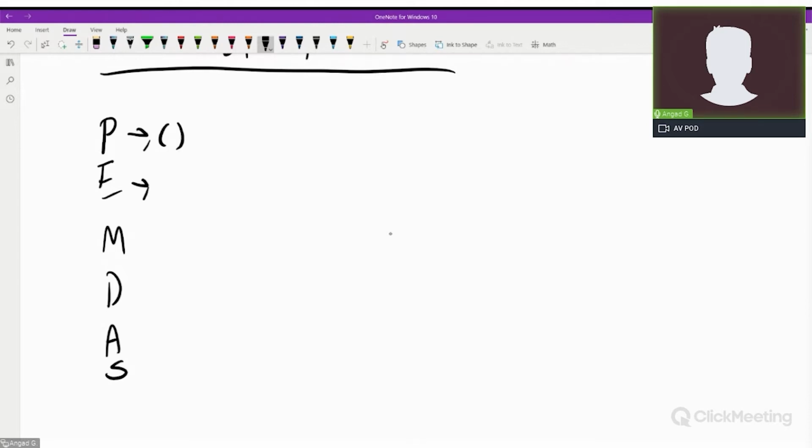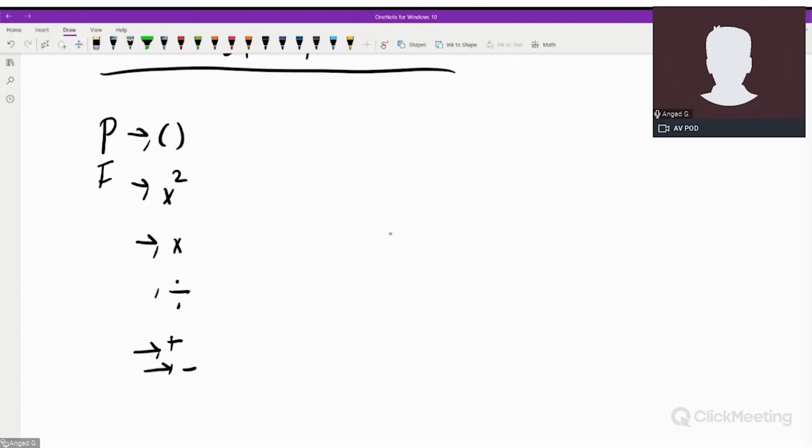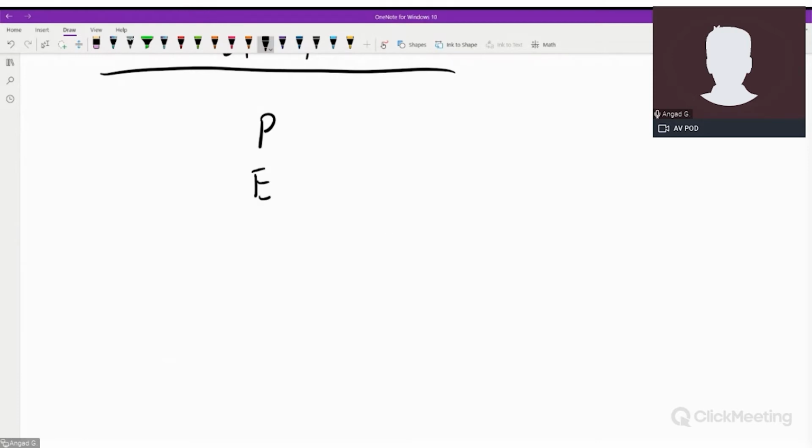E stands for exponent, so like x squared, let's say. M stands for multiplication. D stands for division. A stands for addition. S stands for subtraction. And I find a lot of people are messed up because of the way PEMDAS is written, that M is before D and A is before S. So the way I like to write PEMDAS is like this. You guys know that multiplication and division are on the same level, and addition and subtraction are on the same level. One doesn't go before the other.